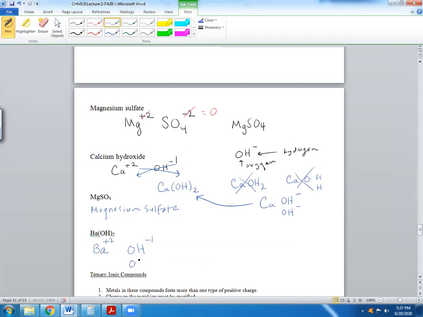So once again, 1 is not enough. That's why it was Ba(OH)2, because you have 2 hydroxide ions. So that's called barium hydroxide. So do plenty of these. Pay attention to the polyatomics, and you will definitely understand it more clearly.